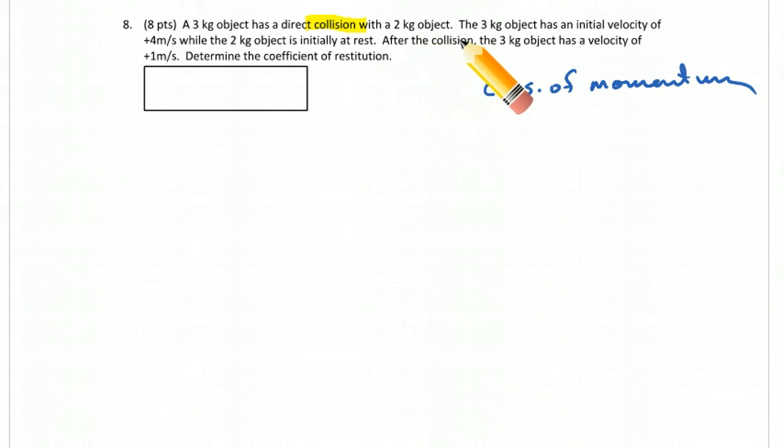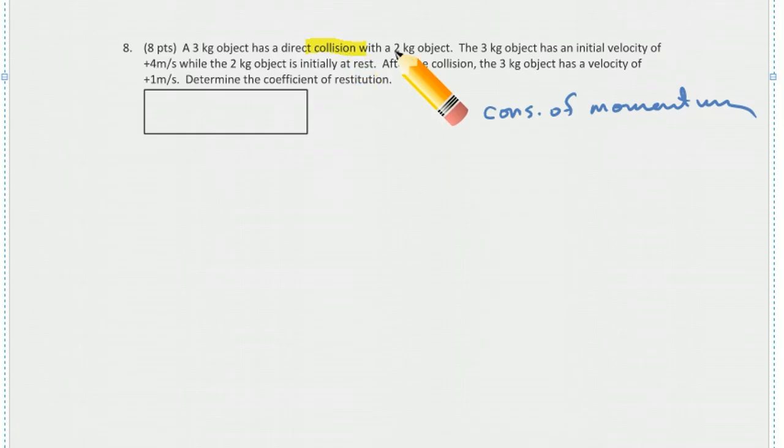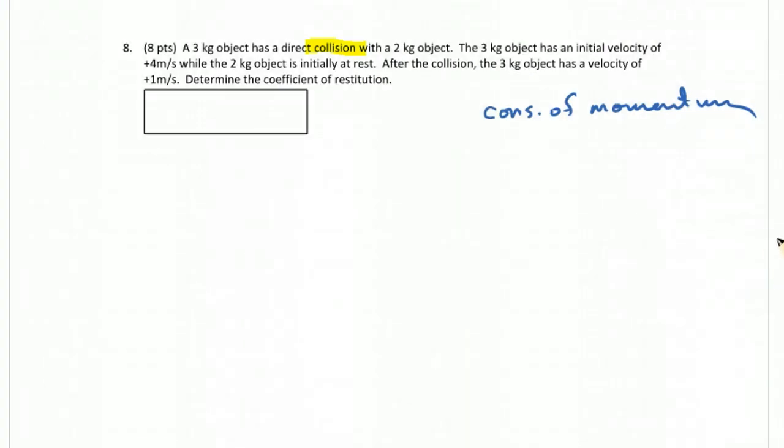Okay, we have a 2 kilogram object, a 3 kilogram object with the initial velocity. 2 kilogram object at rest. After the collision, the 3 kilogram object has a velocity of 1 meter per second. Determine the coefficient of restitution. So we're only given information about one velocity, so this is a one-dimensional collision. Direct.